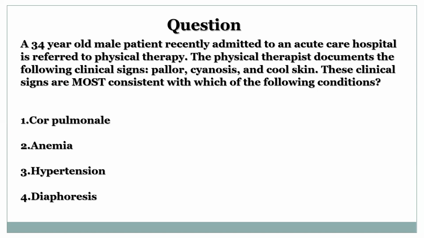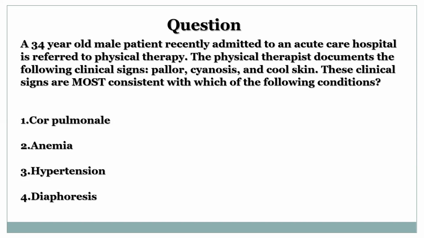Okay, so this patient is pretty young. He was admitted to an acute care hospital and then referred to a physical therapist. The physical therapist, during the evaluation, finds out that the patient has pale skin, cyanosis, which is abnormal, bluish discoloration, and cool skin, so the skin temperature is abnormal.